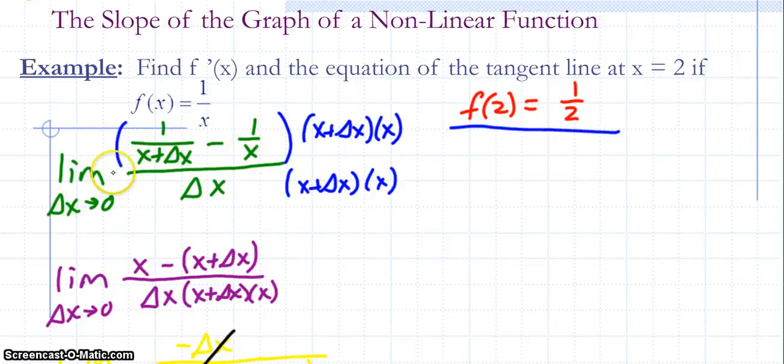Now, I did the limit as delta x goes to 0 of f of x plus delta x minus f of x over delta x. So I first ended up with what you see in green here, 1 over x plus delta x minus 1 over x all over delta x. Multiply the top and the bottom by the least common denominator, which is x plus delta x times x. So I multiply that on the top and the bottom.